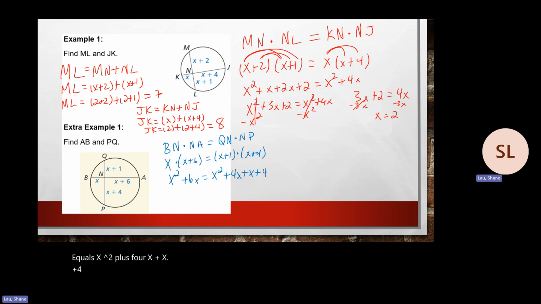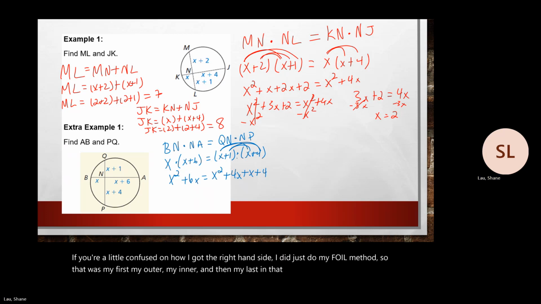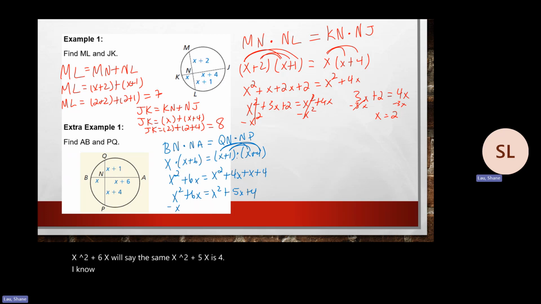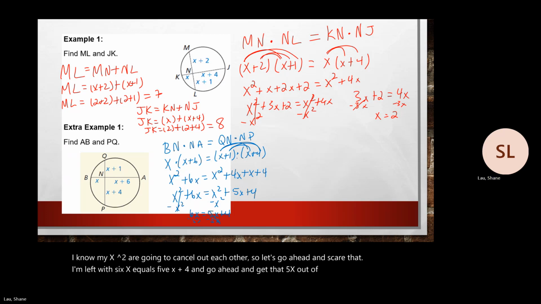If you're a little confused on how I got the right hand side, I did just do my FOIL method. So that was my first, my outer, my inner, and then my last in that order. Okay. Combine like terms. X squared plus 6x will stay the same. X squared plus 5x plus 4. I know my x squareds are going to cancel out each other. So let's go ahead and cancel that. I'm left with 6x equals 5x plus 4. And go ahead and get that 5x out of there. And what we're left with finally is x equals 4.